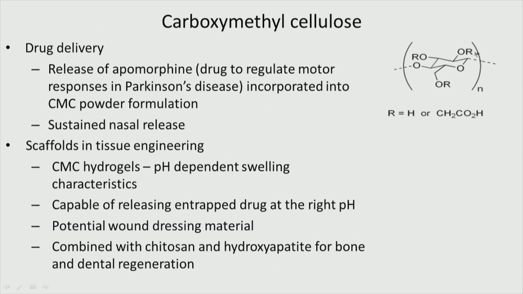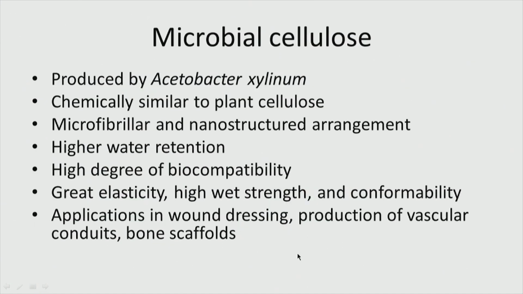It is a potential wound dressing material, and when it is combined with chitosan or hydroxyapatite, it can also be used in bone and dental applications. As you know, hydroxyapatite is used quite a lot in bone, and chitosan also has very strong properties, so it can be used in dental. So carboxymethyl cellulose has good biocompatibility, so they can be combined together.